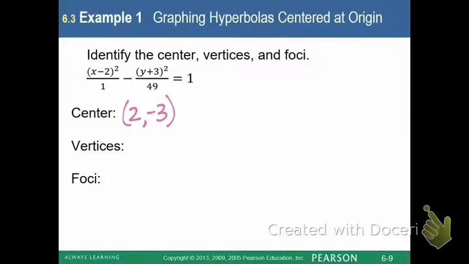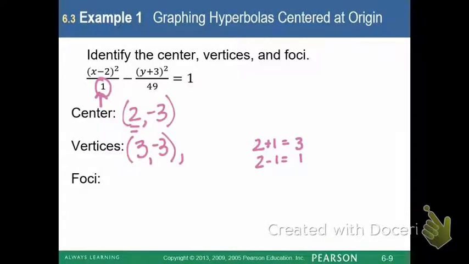Okay, my vertices. So again, I look at what's first. The x's are first, so it's this x value that's going to be changing from the center. I look underneath. That tells me I'm going to be going left and right. Square root of 1 is still just 1. So I'm going to take my x value of 2 and add 1 and subtract 1 to find my new x values. Okay, so my new vertices here are going to be 3, and then I keep my y value of negative 3. My second one will be 1, negative 3.